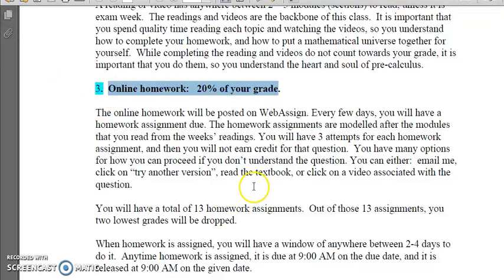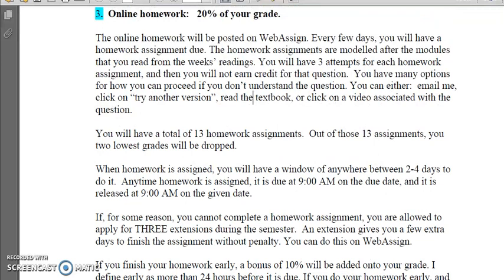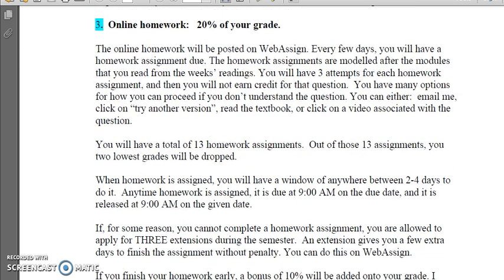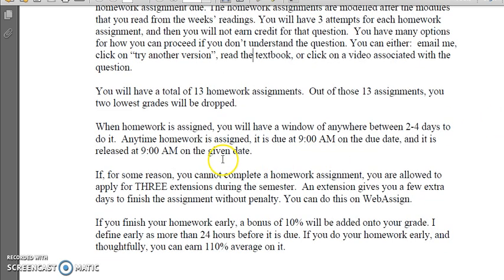It's a decent portion of your grade. The online homework will be posted on WebAssign. Every few days you'll have a homework assignment due. The homework assignments are modeled after the modules that you read for this week's readings. You have three attempts for each homework assignment. After the third attempt, you don't get any credit for it. But if you get stuck, you can send me a quick email through WebAssign saying, Professor Hirsch, I'm stuck with question number 6, homework assignment number 4. Can you help me out with it? I can help you and get back to you as soon as possible, and that way you don't lose credit for that question.